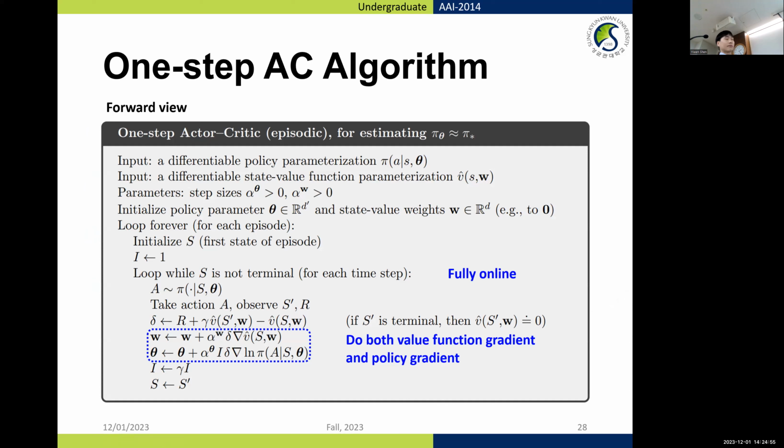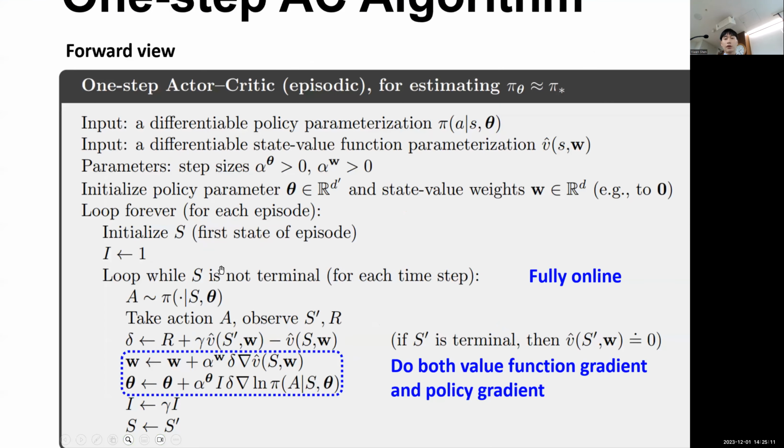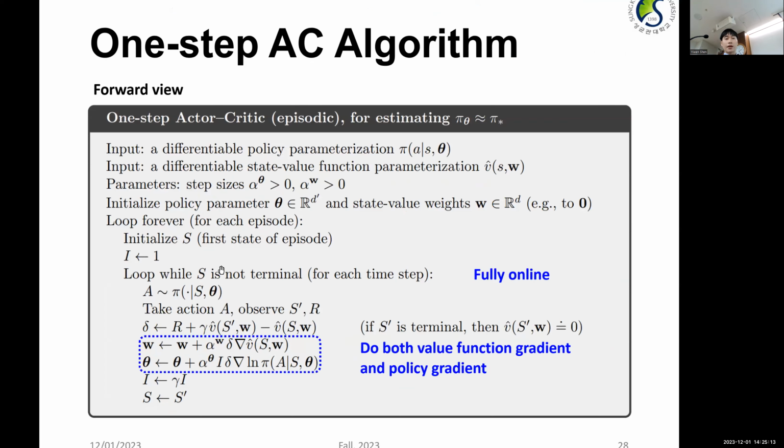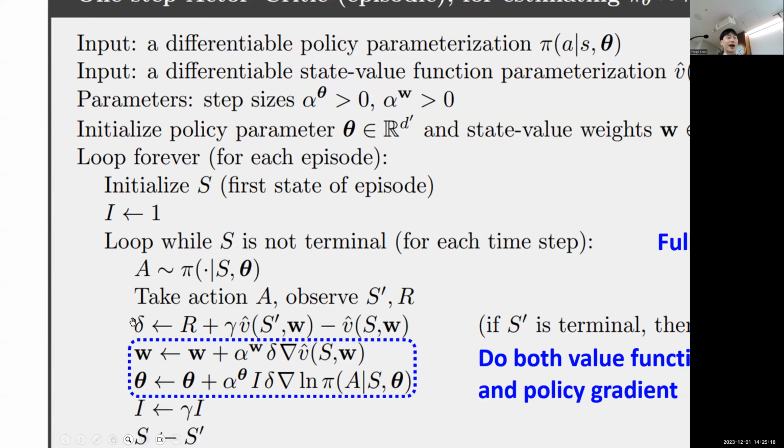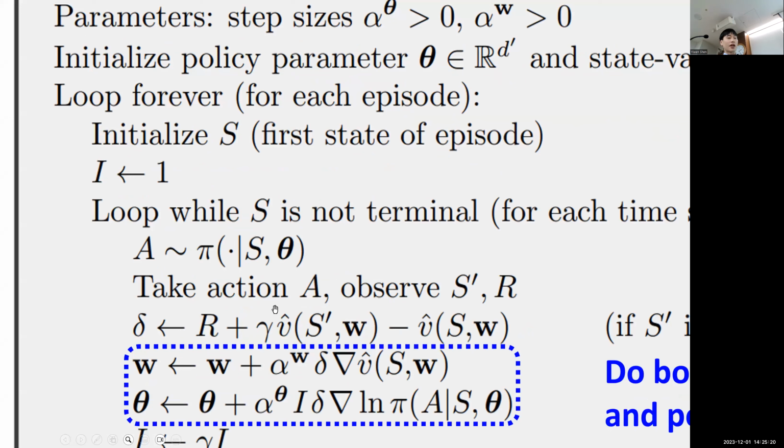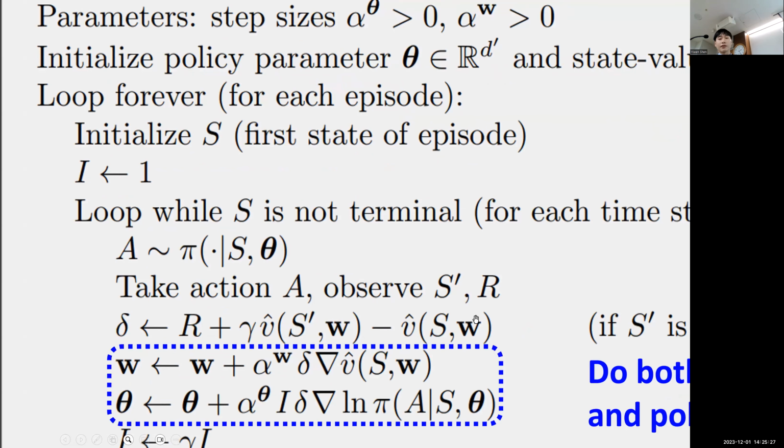Based on this AC setting, we can now design different algorithms. Because we use TD(0), one-step TD, naturally we can have this one-step AC algorithm for the episodic problem. The process is similar. The only difference is this delta. The delta introduces the one-step TD error with this V pi as the baseline.